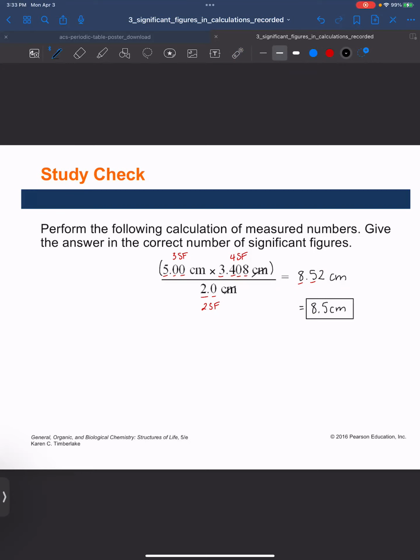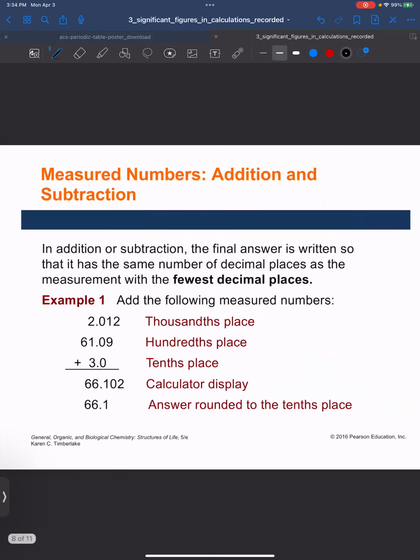The rules for addition and subtraction are different than the rules for multiplication and division. The final answer is written so that it has the same number of decimal places as the measurement with the fewest decimal places. So it's different for addition and subtraction.